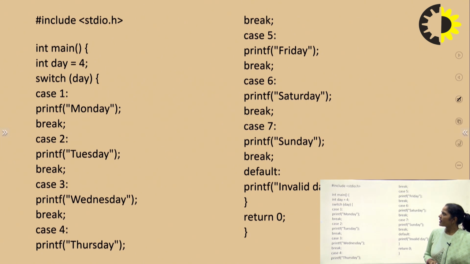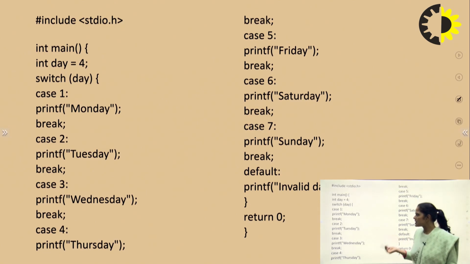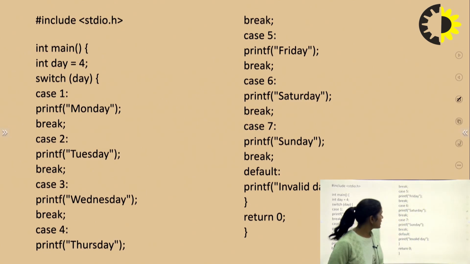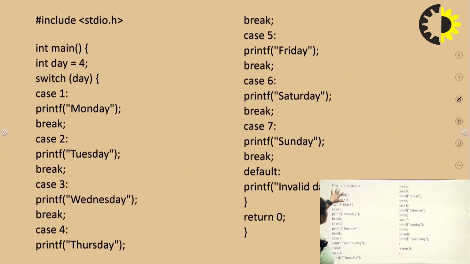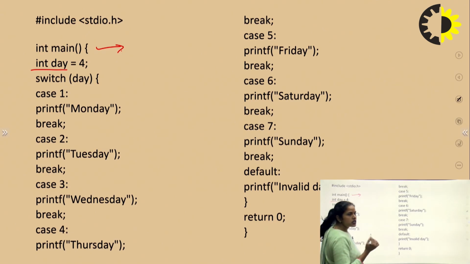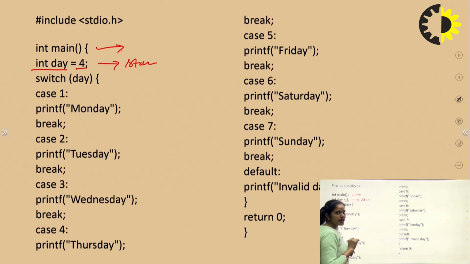Now let's take an example of how the switch statement works programmatically in C language. A very simple example in which we are printing only the days of the week, right? Let's get started. First of all, we are defining a main function, int main, and here we are defining a switch variable. Day is nothing but a switch variable, right? The value is given as 4.